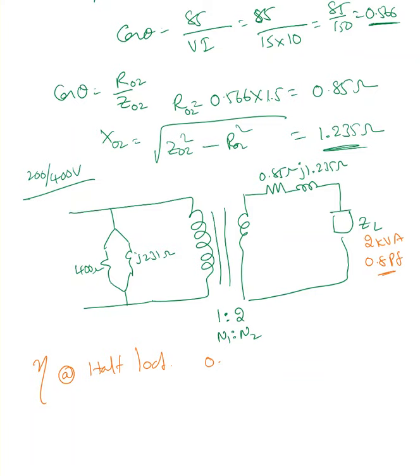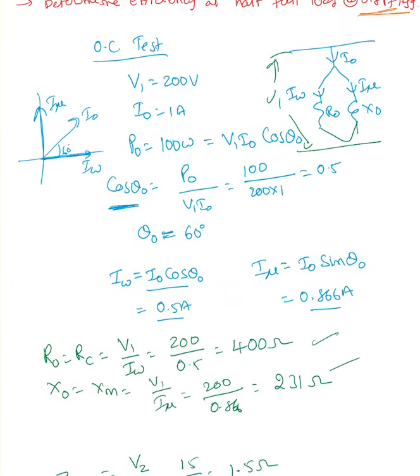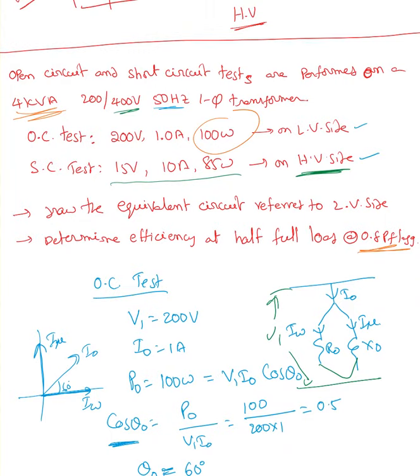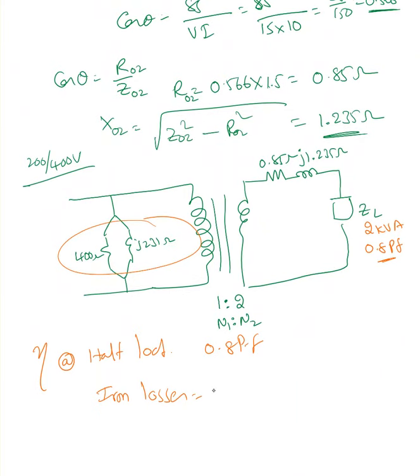It doesn't matter whether it is half load, full load or no load, the iron losses are going to be the same. So what are the iron losses? We just measured that value, it is 100 watt. So iron losses are not going to change, it's 100 watt. What is the output power? P out equal to 2 kVA, 2000 times 0.8, which is 1600 watt.